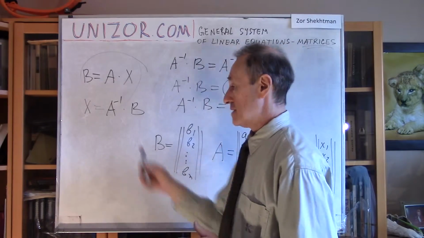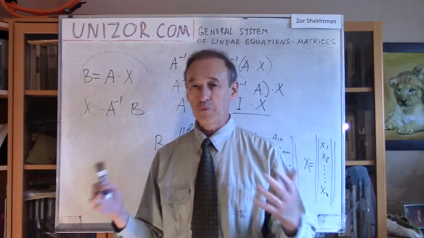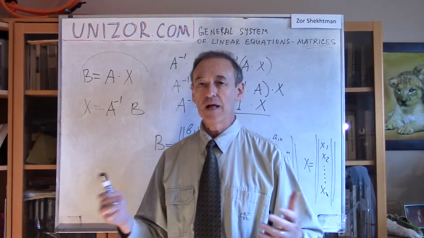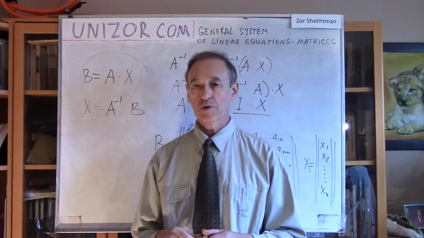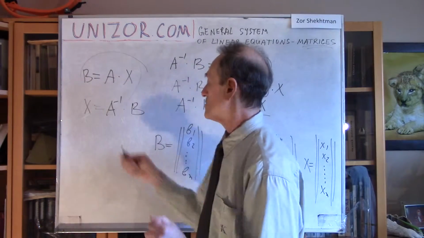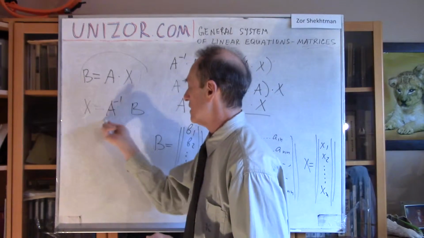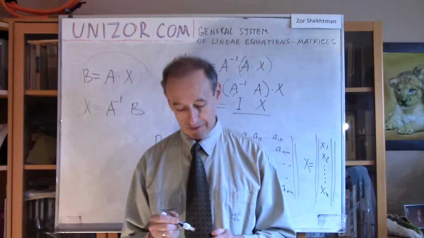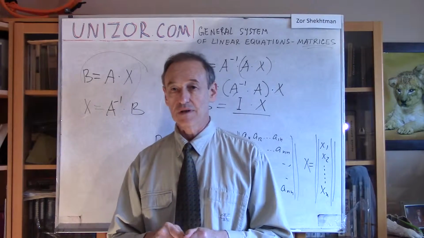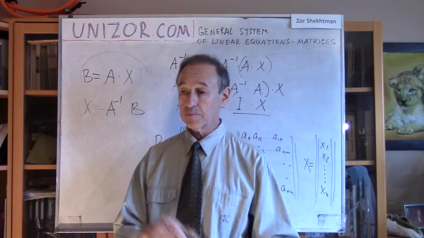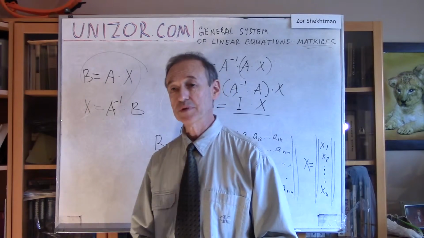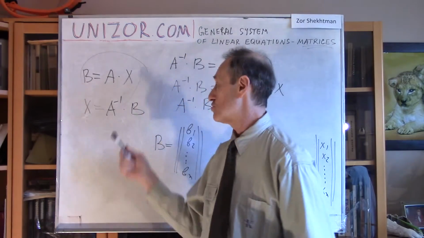Now, it seems to be simple, but why are people making a big deal out of the system of linear equations? Well, because it's not easy to get the inverse matrix to a matrix of coefficients. In simple cases, it's simple to do. In more complicated cases, it's not easy to do.